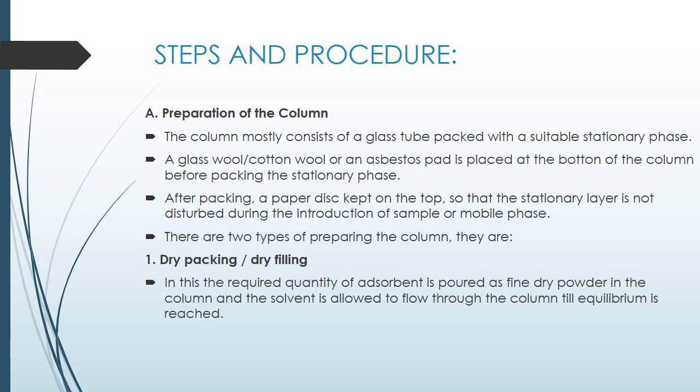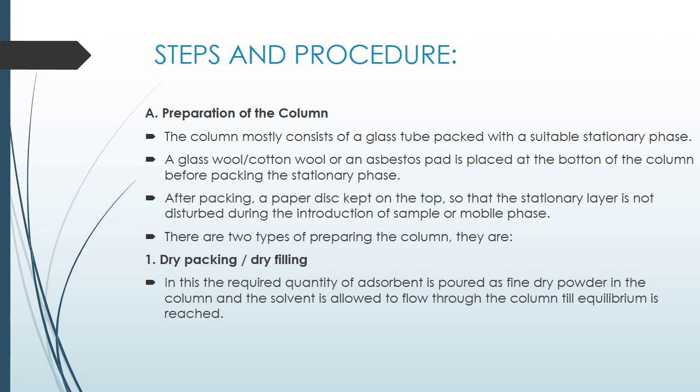Steps and procedure. First, preparation of the column. The column mostly consists of a glass tube packed with a suitable stationary phase. A glass wool or cotton wool or an absorbent pad is placed at the bottom of the column before packing the stationary phase. After packing, a paper disc is kept on the top so that the stationary layer is not disturbed during the introduction of sample or mobile phase.